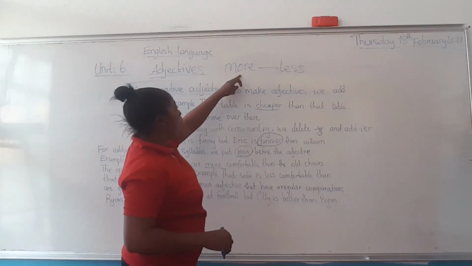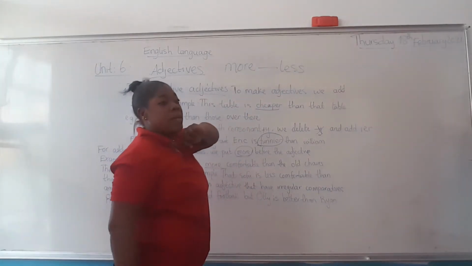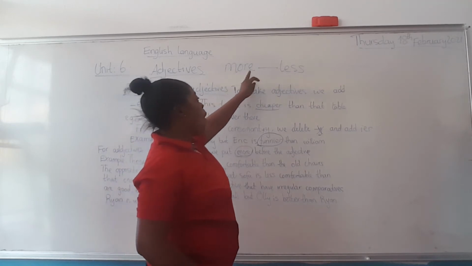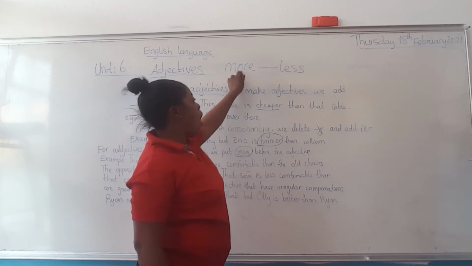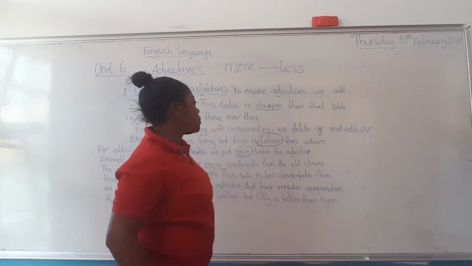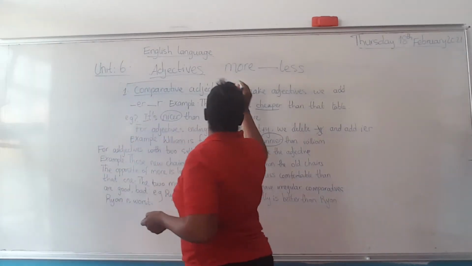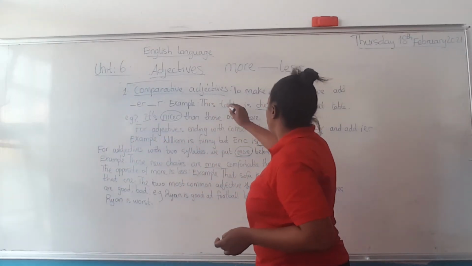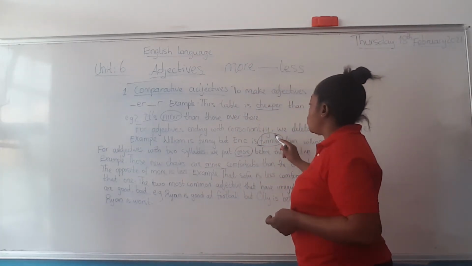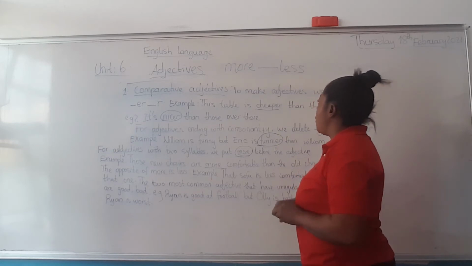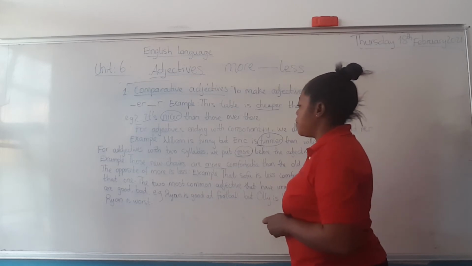The opposite of more is less. Everybody repeat after me. Say, the opposite of more is less. Again. More, less. So, we have seen how to form a comparative adjective with words that have 2 or more syllables. We put more in front of the adjective.